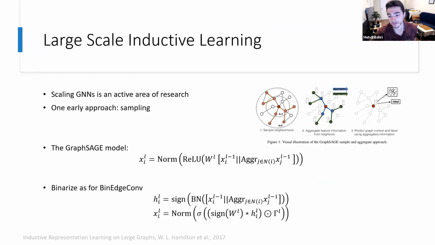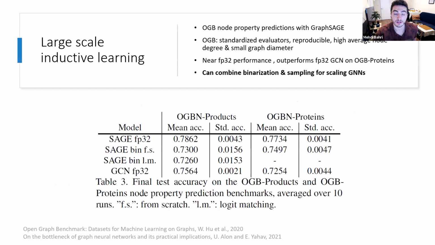In this case, we approximated the different operations in the same way. The results are presented in this table. We chose to evaluate the models on two node property prediction benchmarks from OGB, the Open Graph Benchmark.